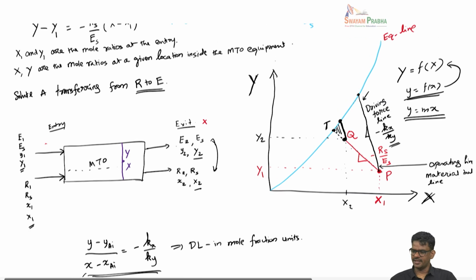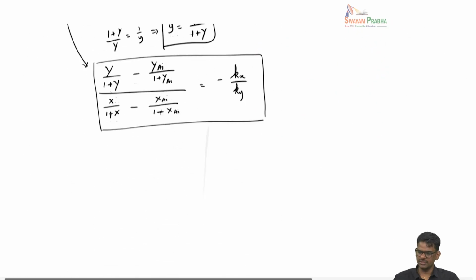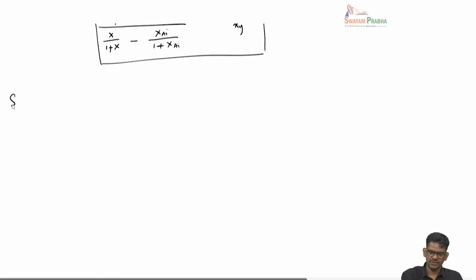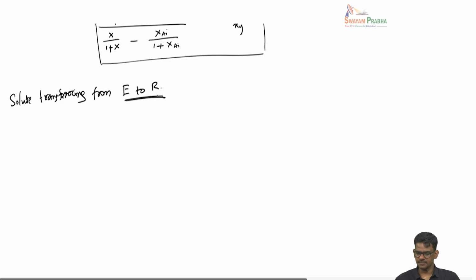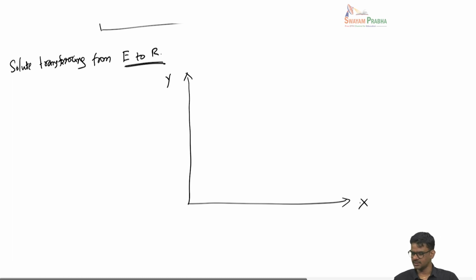Now this entire analysis is based on R to E transfer. If you do E to R, from phase E to phase R, the entire operation will be just the other side of the curve. So let me also draw that scenario. Solute transferring from E to R. This is just a reverse operation. In this case, again we are using mole ratio units Y and X.